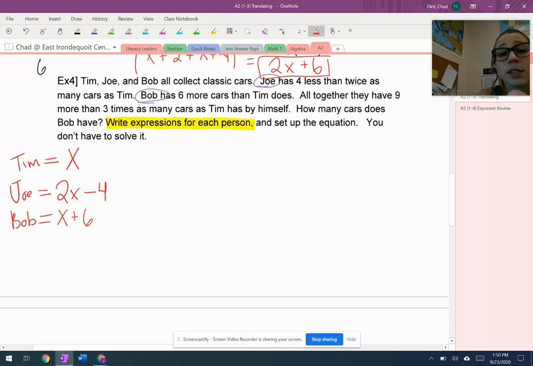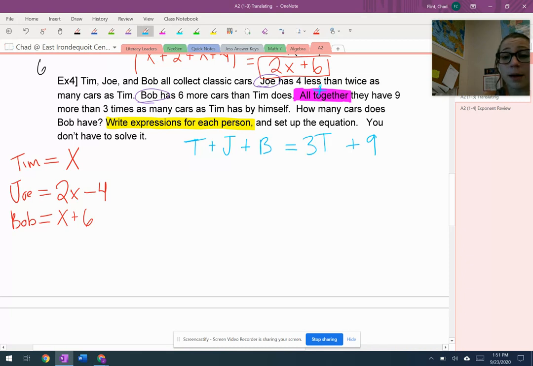Now we just have to look at the sentence that starts to talk about the equation, which starts with all together. All together there means that you're doing addition. You're adding all of them together. So Tim plus Joe plus Bob is equal to 9 more than 3 times as many cars as Tim had by himself. 9 more, that's that plus 9, 3 times as many as Tim.